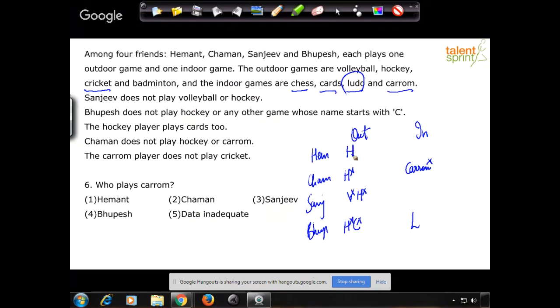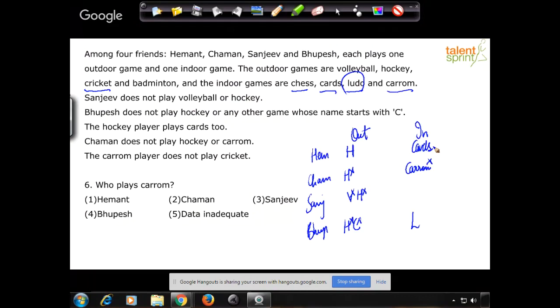Now, if you notice, the third statement clearly tells us that the hockey person plays cards, which means that Hemant is the guy who plays cards, right? So they tell us Hemant is the guy who plays cards.